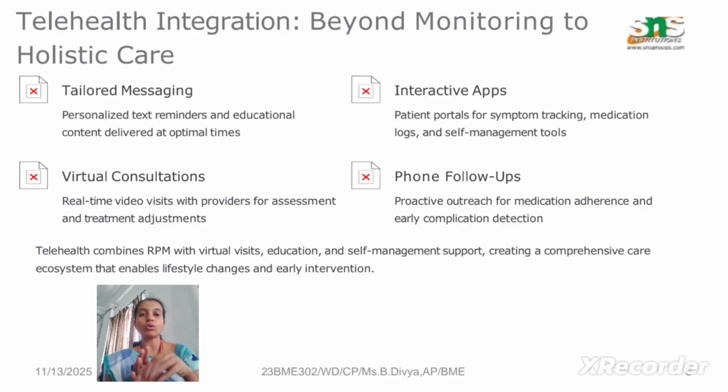Here we have 4 categories: tailored messaging, interactive apps, virtual consultations, and phone follow-ups. First is tailored messaging. We can personalize the messages based on the factors we identify, and the vital parameter data we get can be texted to the healthcare advisor, who can see that and educate the person. Next is interactive apps. We can use smart tracking apps, by which we can identify where the patient is found.